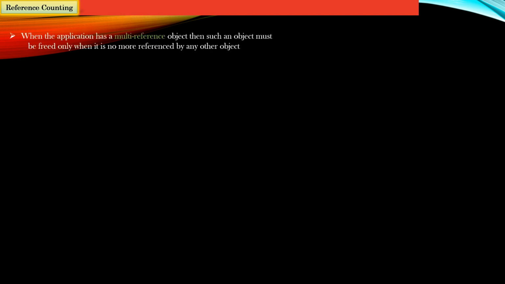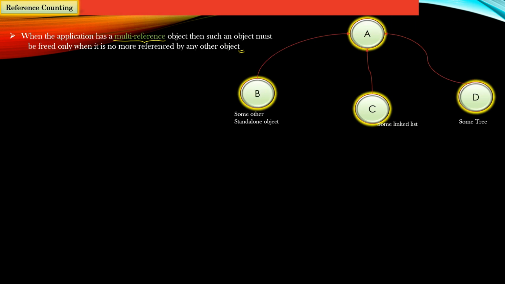So guys, in this lecture video, I am going to discuss the reference counting problem in general and what the solution to it is. When the application has a multi-reference object, such an object must be freed only when it is no more referenced by any other object. Take it as a thumb rule. Let us try to understand this with the help of a diagram.